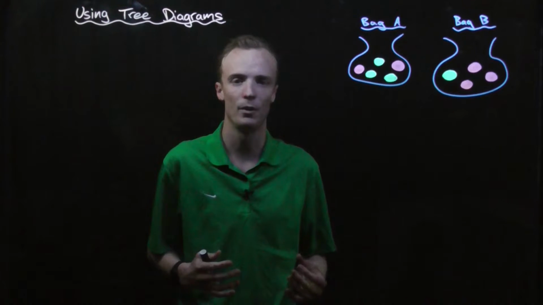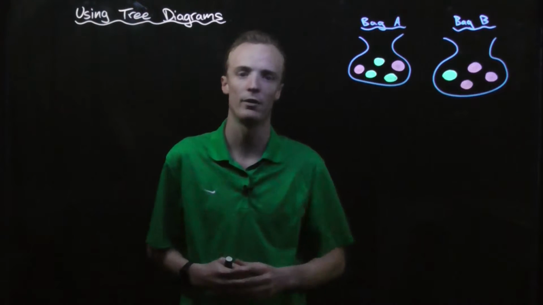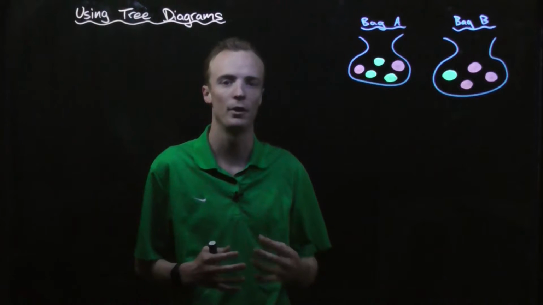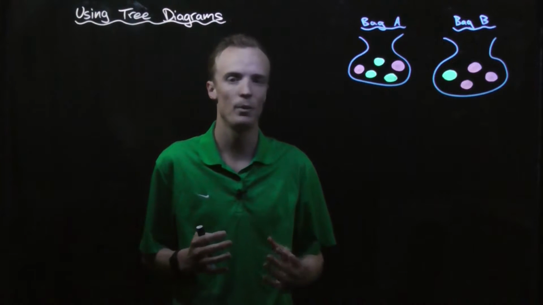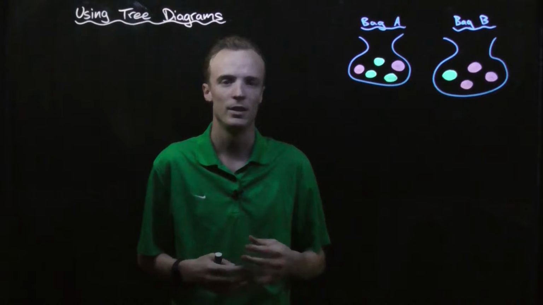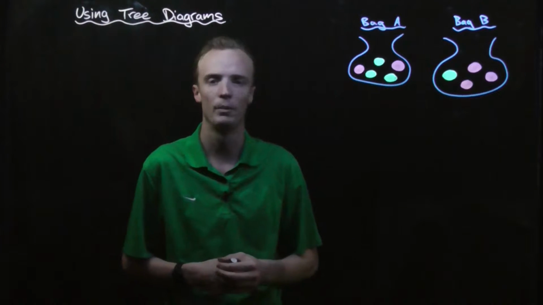In a previous video, we looked at how we could use tree diagrams to list the sample space of all the potential outcomes that could occur. Today, we're going to have a look at a bit of a different use of tree diagrams. To help us do that, I'm going to consider the following problem.